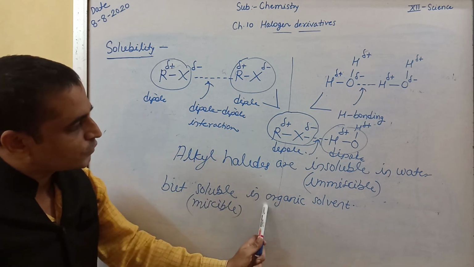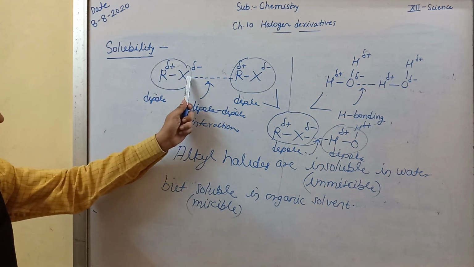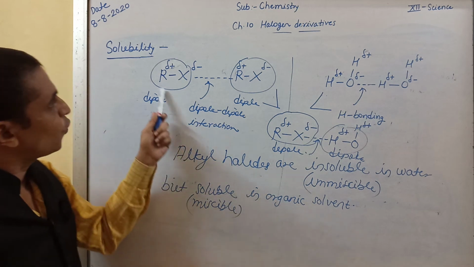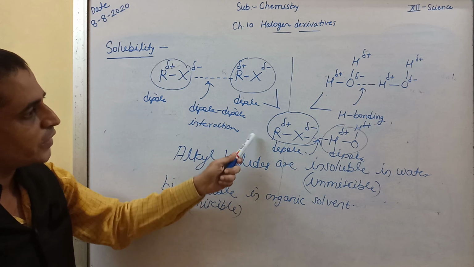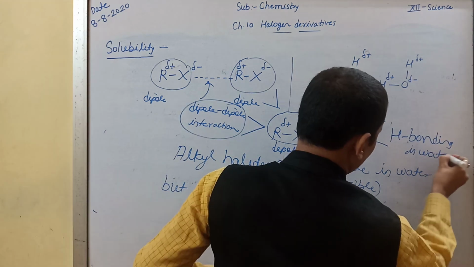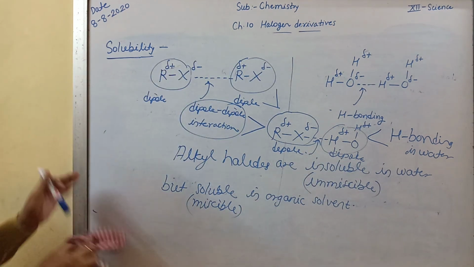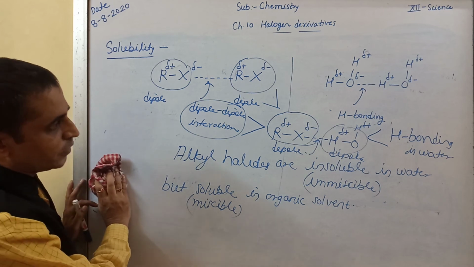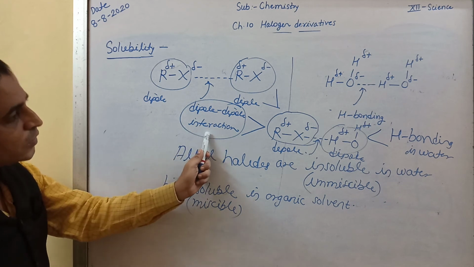That is, like dissolves like, because an alkyl halide is a covalent molecule as well as the organic solvent, which is also covalent. So alkyl halides are soluble in organic solvents like acetone, alcohol, etc. And therefore alkyl halides are insoluble in water. Simply you can say alkyl halides are not able to form hydrogen bonding, because the attraction between alkyl halide molecules is weaker than this.